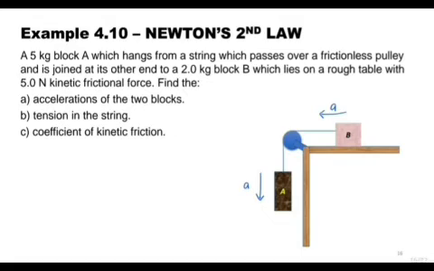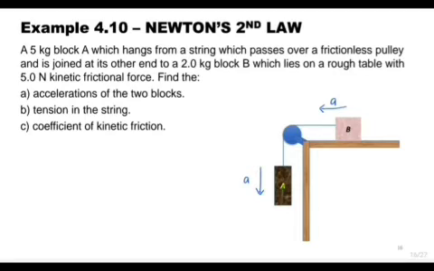Let's start with identifying the forces that act on object A and object B. For object A, it has weight pointing downward and tension. And for object B, it also has weight pointing downward, normal force perpendicular to the surface, tension, and frictional force. Direction of kinetic frictional force always opposes direction of motion.